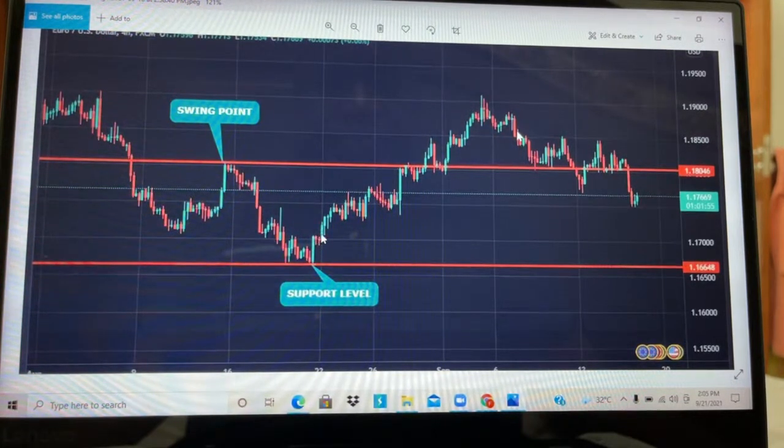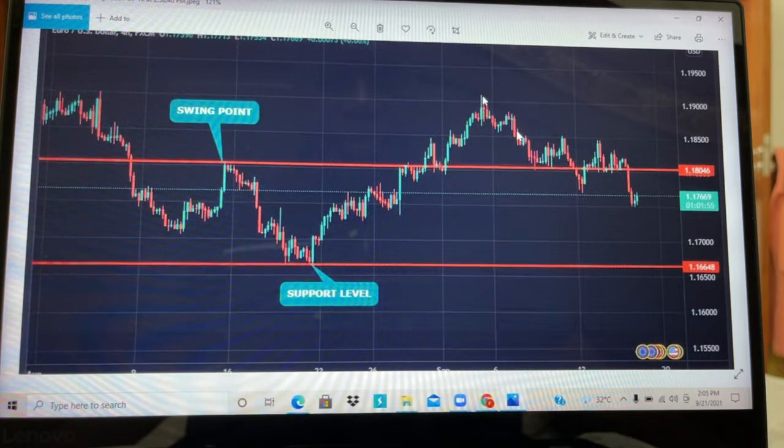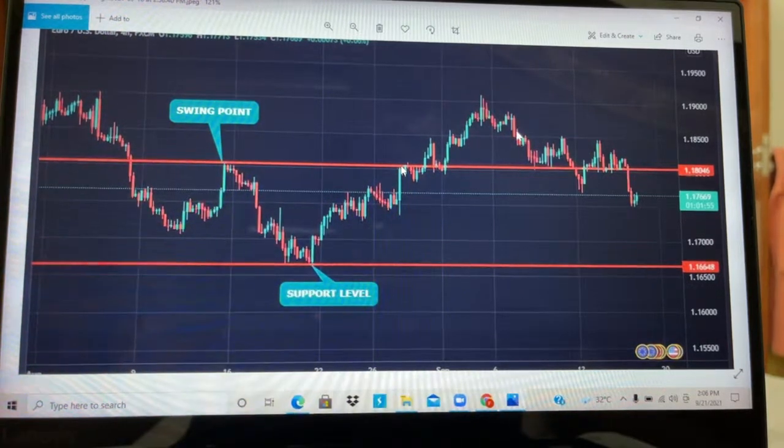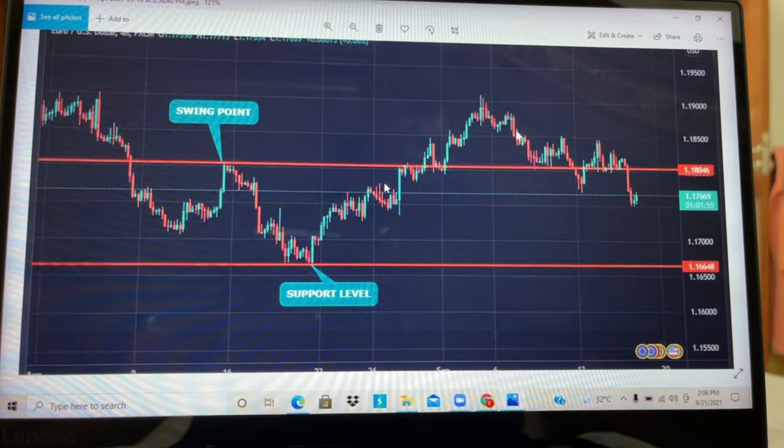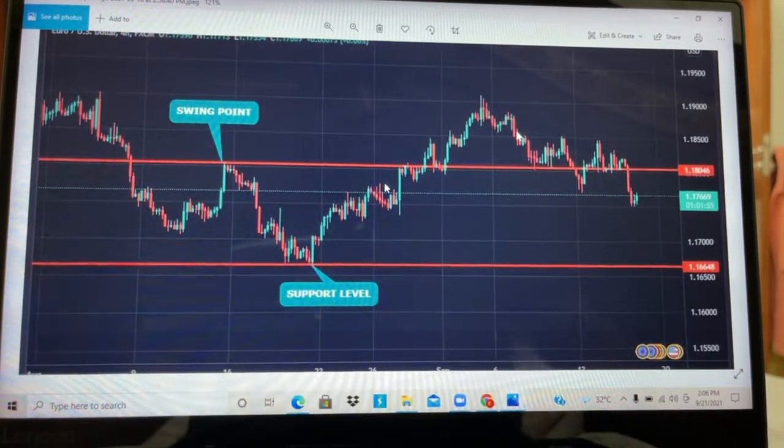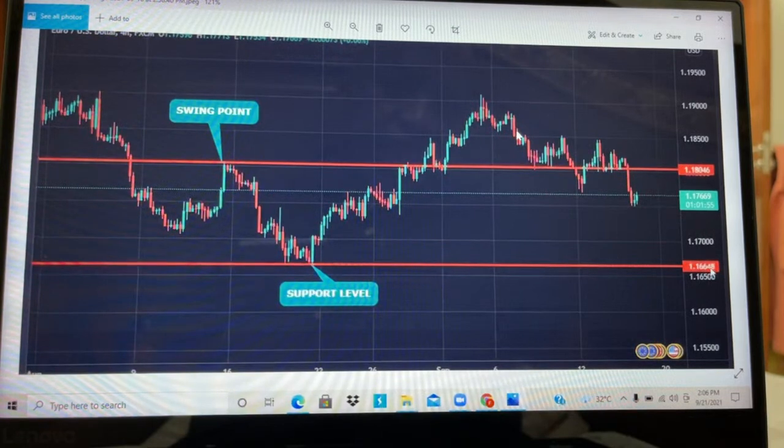So it went all the way to the resistance level, and it broke out and went past it. But at least you would have made some profit all the way to the resistance. This is 1.16648. I'm just looking at the pips movements here, from 1.16648 to 1.18046.